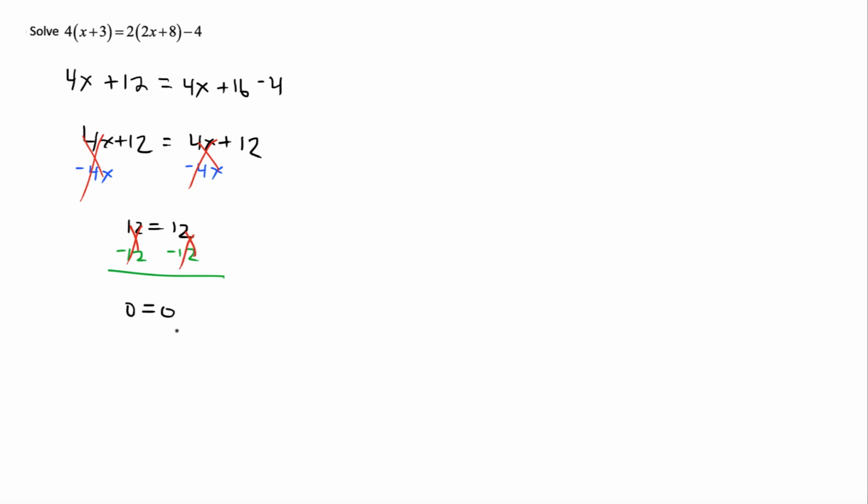So what does this mean? It means that this equation is actually what's known as an identity. It's known as an identity because both sides are exactly the same thing. And now what does that mean in terms of the answer? It means that there are infinitely many solutions, all real numbers. Any number that we select is going to be a solution here.